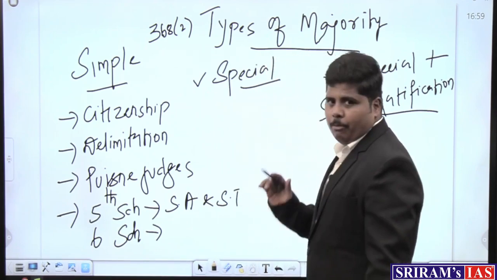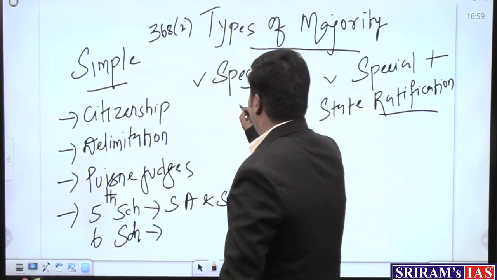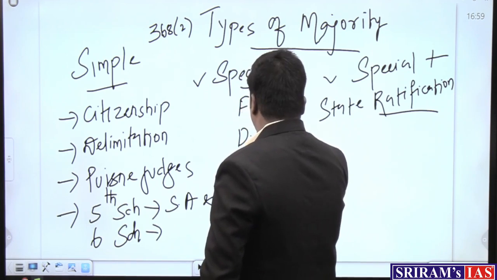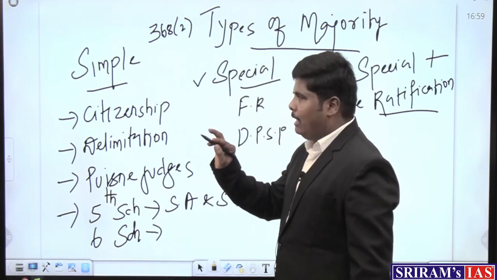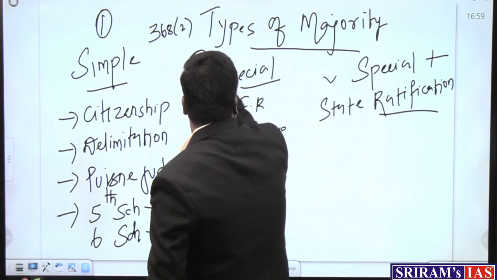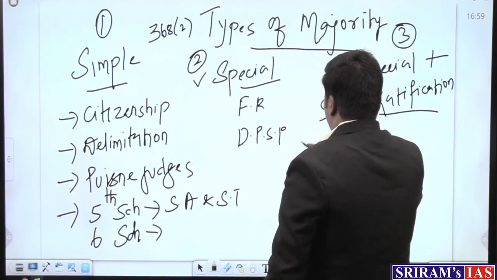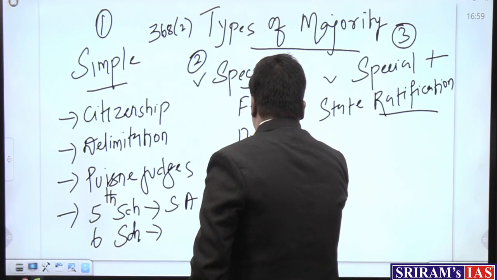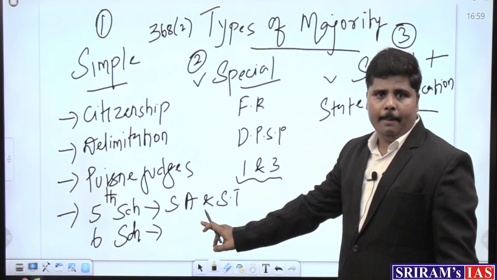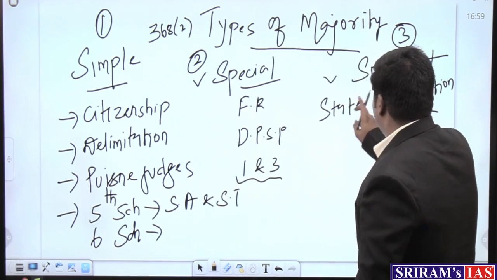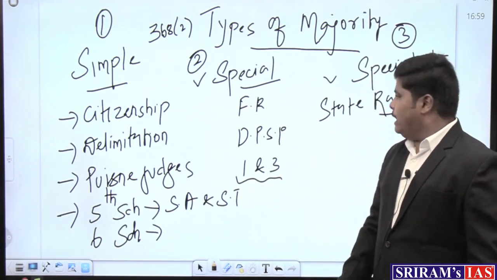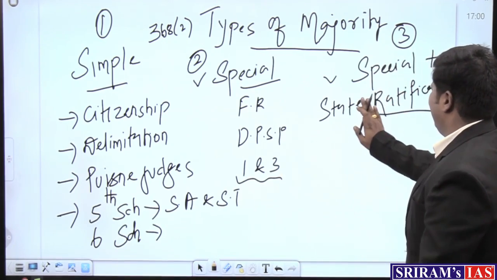Number 2, we have special majority. What will come here? Amendment of fundamental rights, amendment of DPSP, and any of the matters which are not coming in 1 and 3. So, whatever doesn't come in the first one, simple majority, and whatever doesn't come in special plus state ratification, remaining everything will fall under this area.